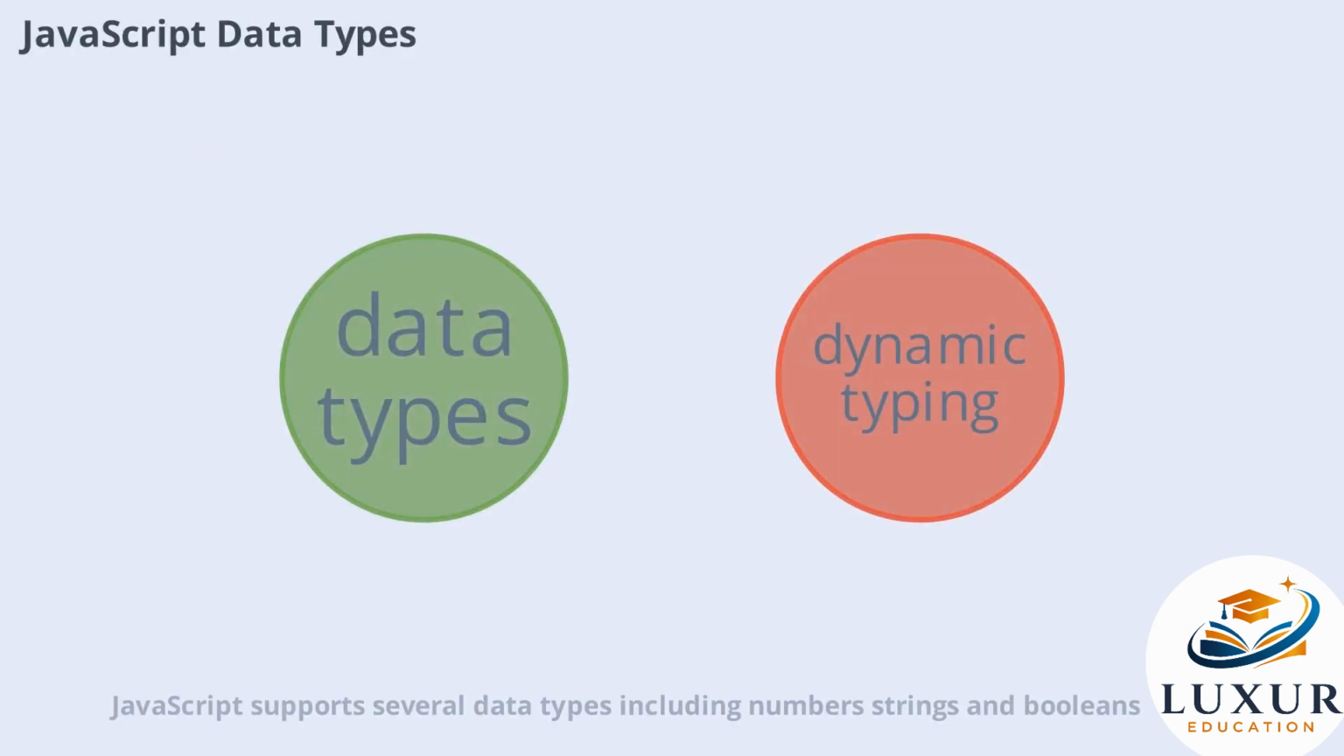JavaScript supports several data types, including numbers, strings, and booleans. It also recognizes null and undefined, and supports objects as composite data types. All numbers are represented as floating point values, and variables can hold any type of value, making JavaScript a flexible and dynamic language.